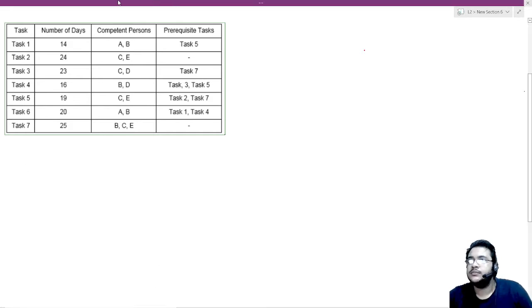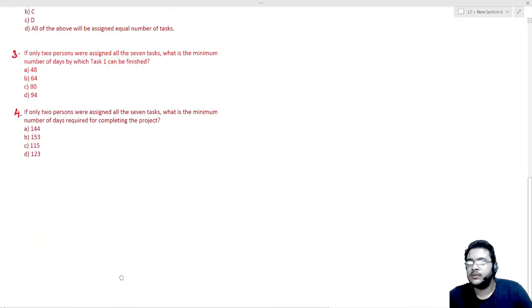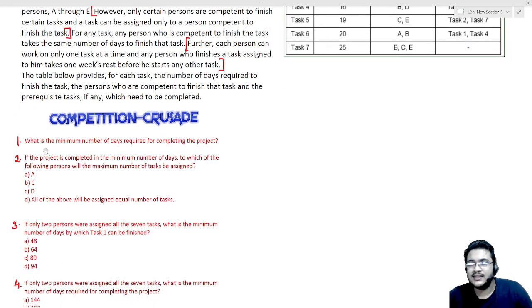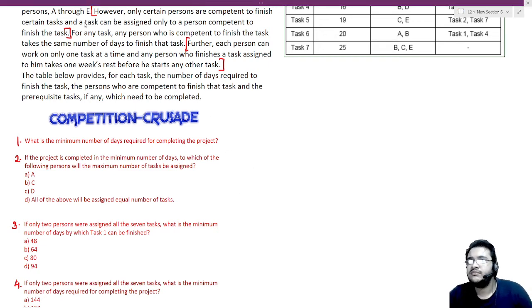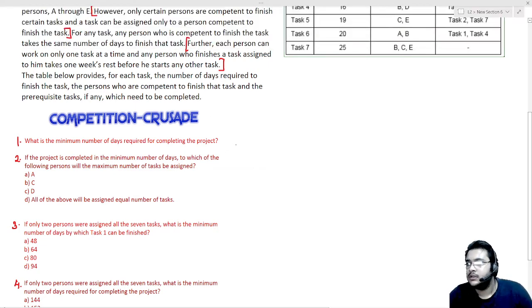So the answer to the first question, let me take you to question 1. Question number 1 says, what is the minimum number of days required for completing the project, and that is going to be 85. Question number 2 says, if the project is completed in the minimum number of days, to which of the following persons can the maximum number of tasks be assigned?